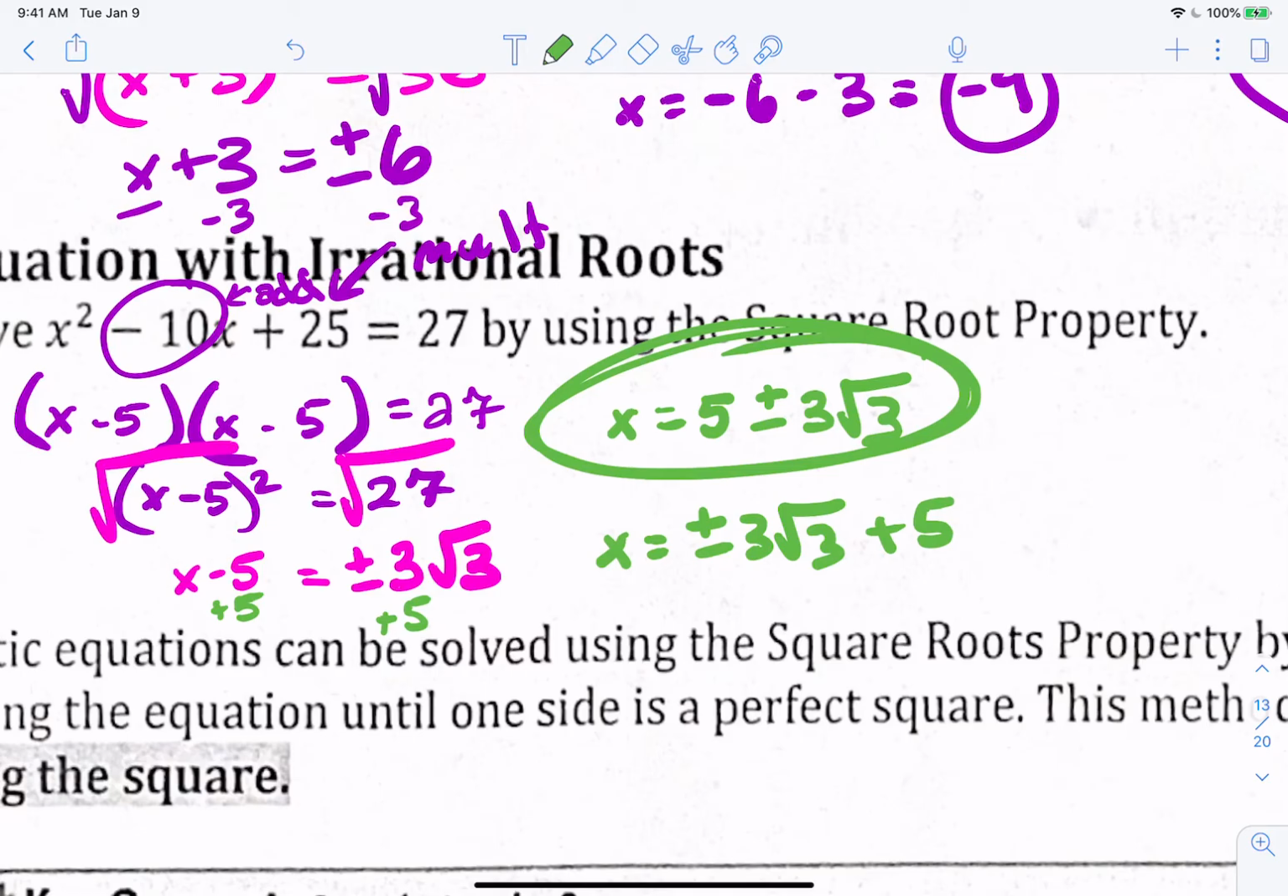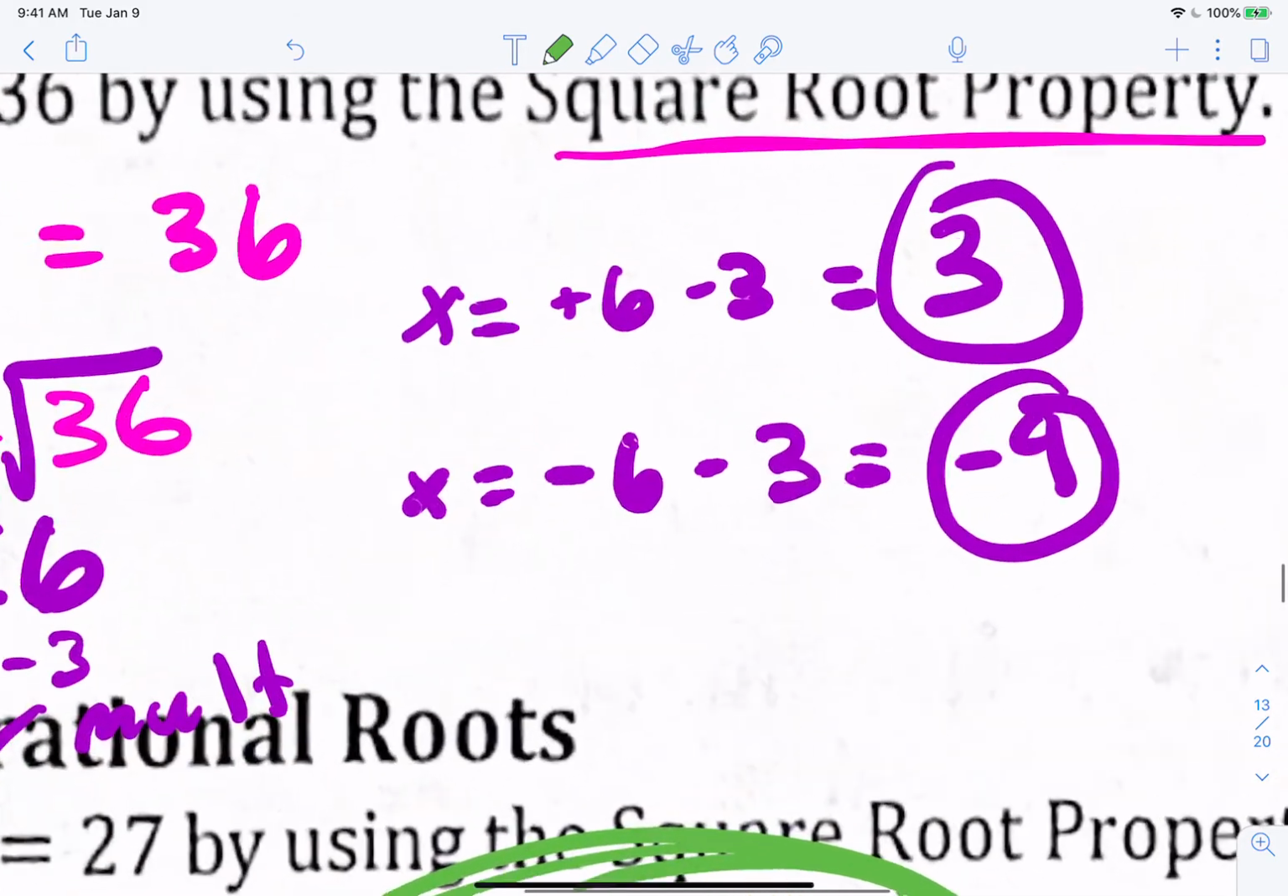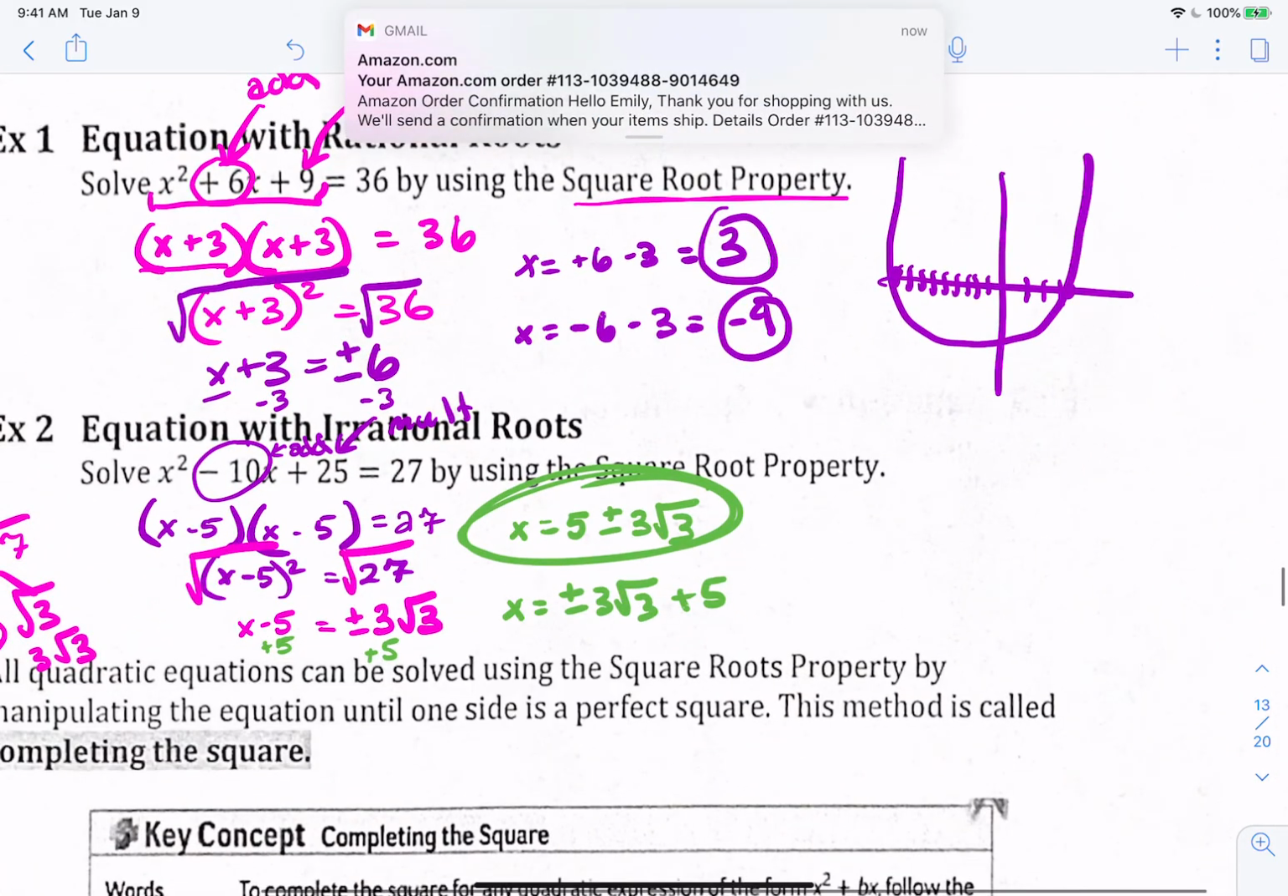And we just list our answer like that. Okay, this one we had it come out as a nice answer, but this one we did not.